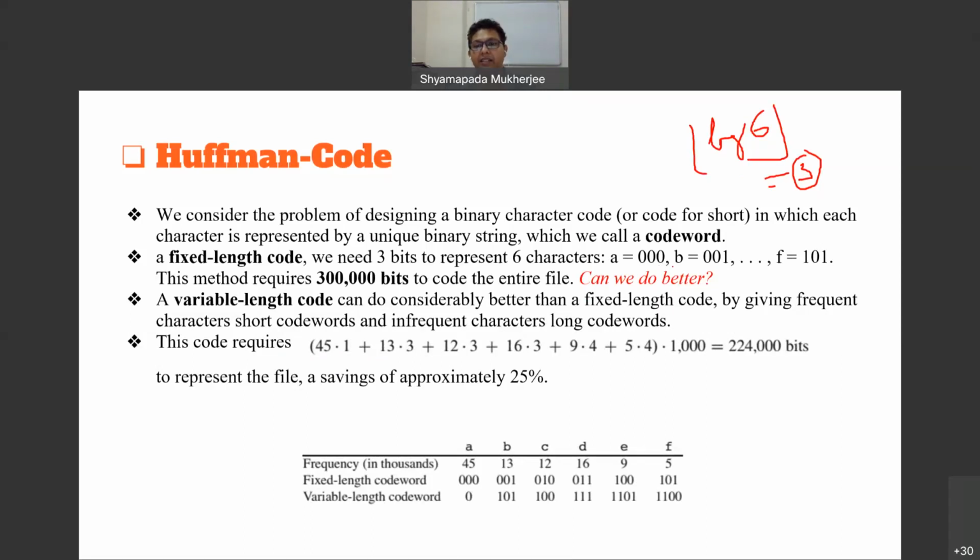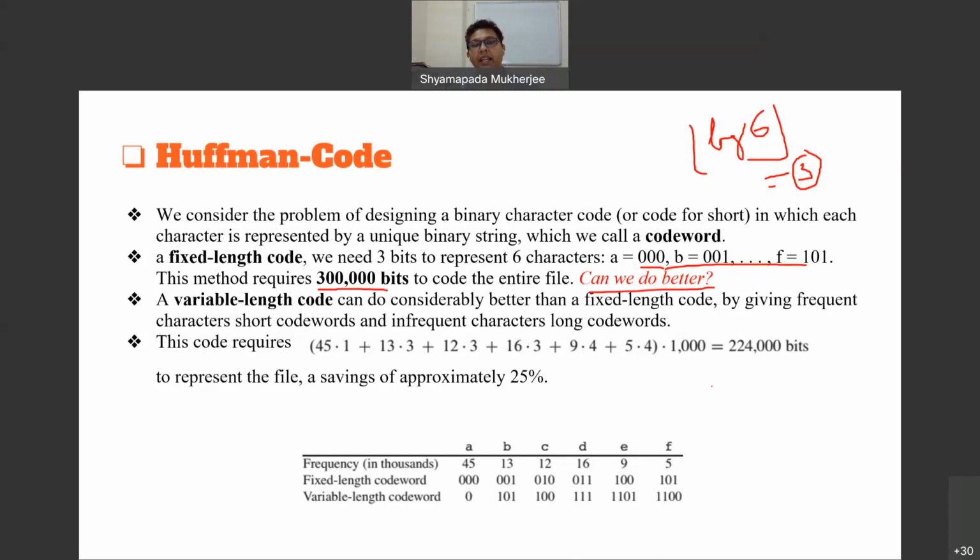Okay, and suppose the binary strings we are using to represent these characters are A 000, B 001, and so on in increasing order. So the total number of bits we need to represent these 6 characters in a file containing 1 lakh characters in total is 3 lakh bits, because 3 bits are required for each character.